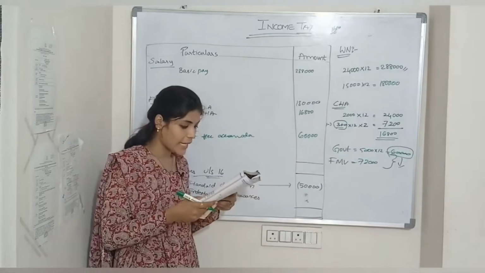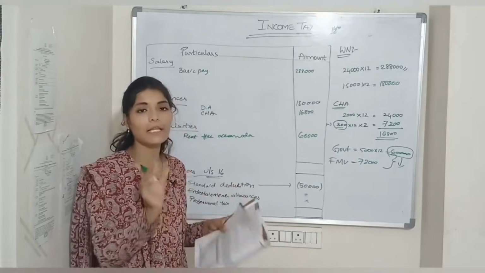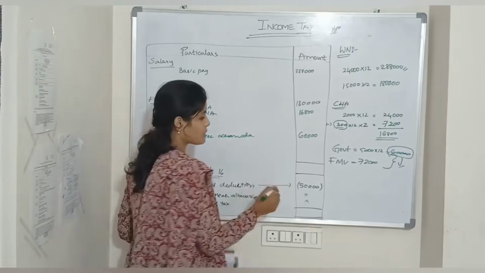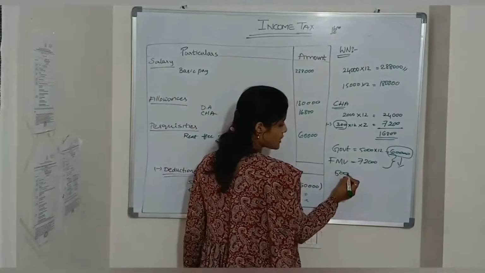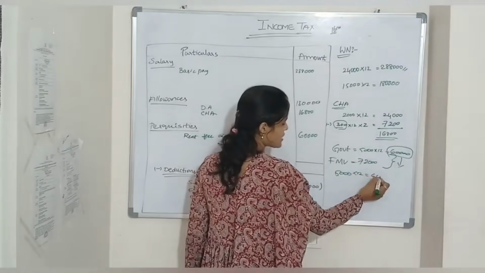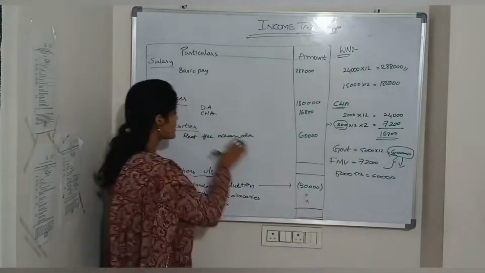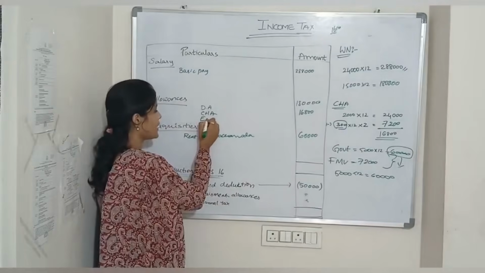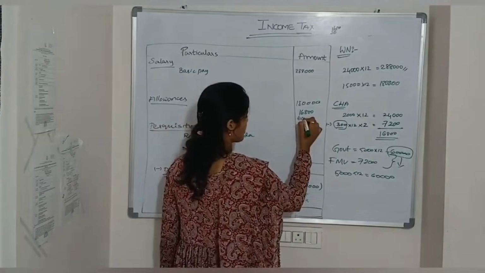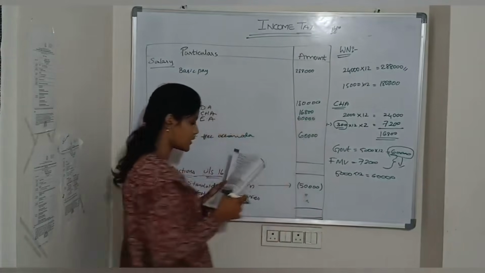ఓకే, నెక్స్ట్ ఎంటర్టైన్మెంట్ అలవెన్స్ 5,000 per month. సో 5,000 per month is for 12 months it will be 60,000, right? అలవెన్స్ అంటే అలవెన్స్ కిందకి వేసుకోవాలి కదా. ఎంటర్టైన్మెంట్ అలవెన్స్ 60,000. గాట్ ఇట్ స్టూడెంట్స్?